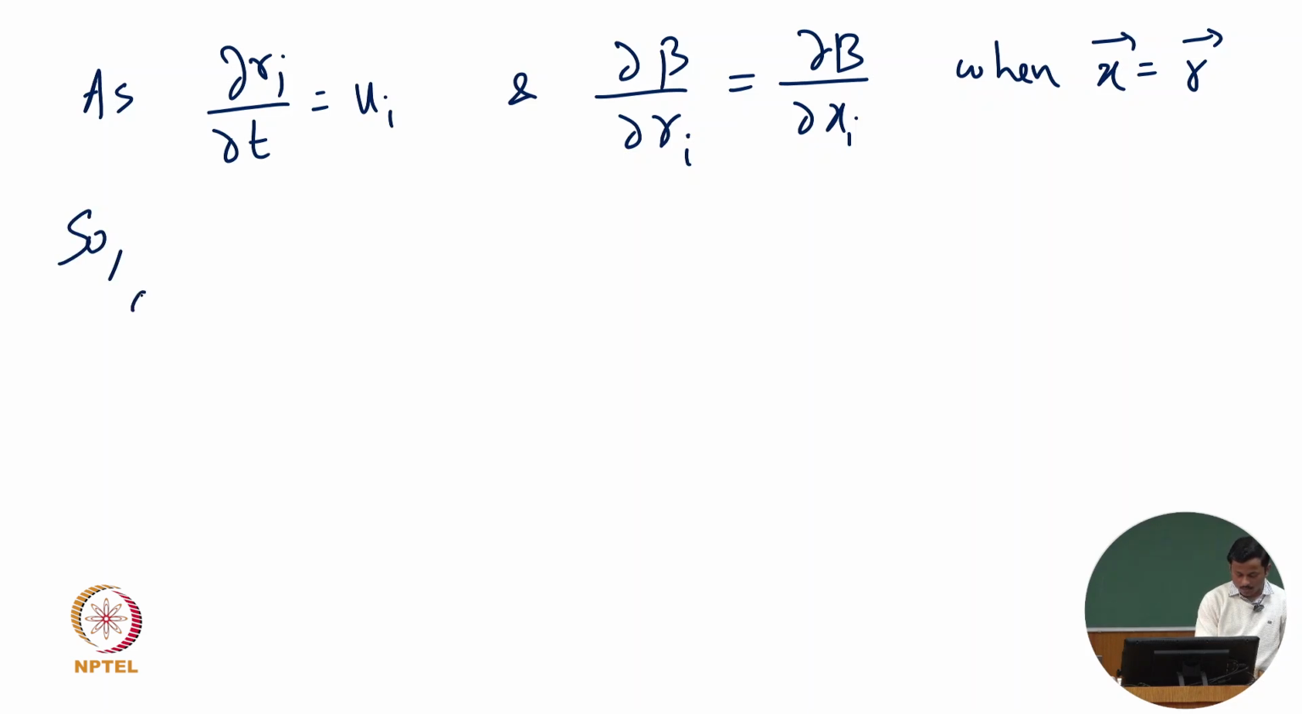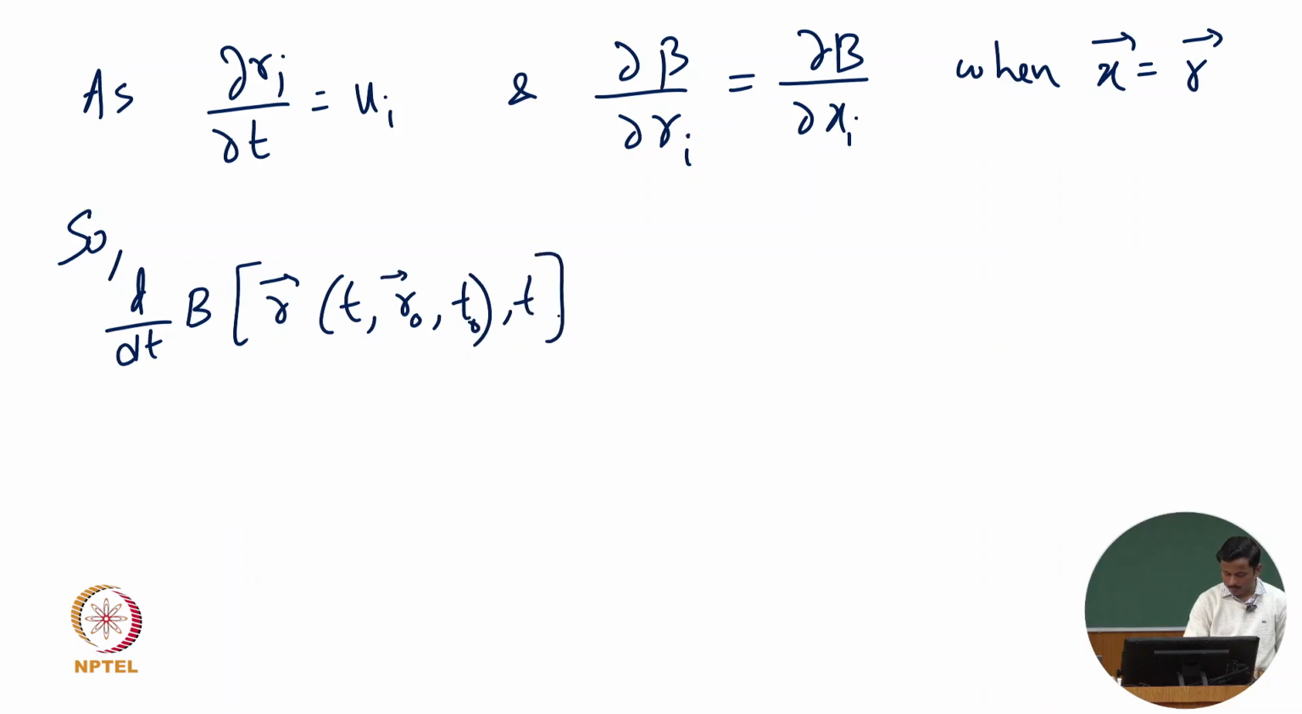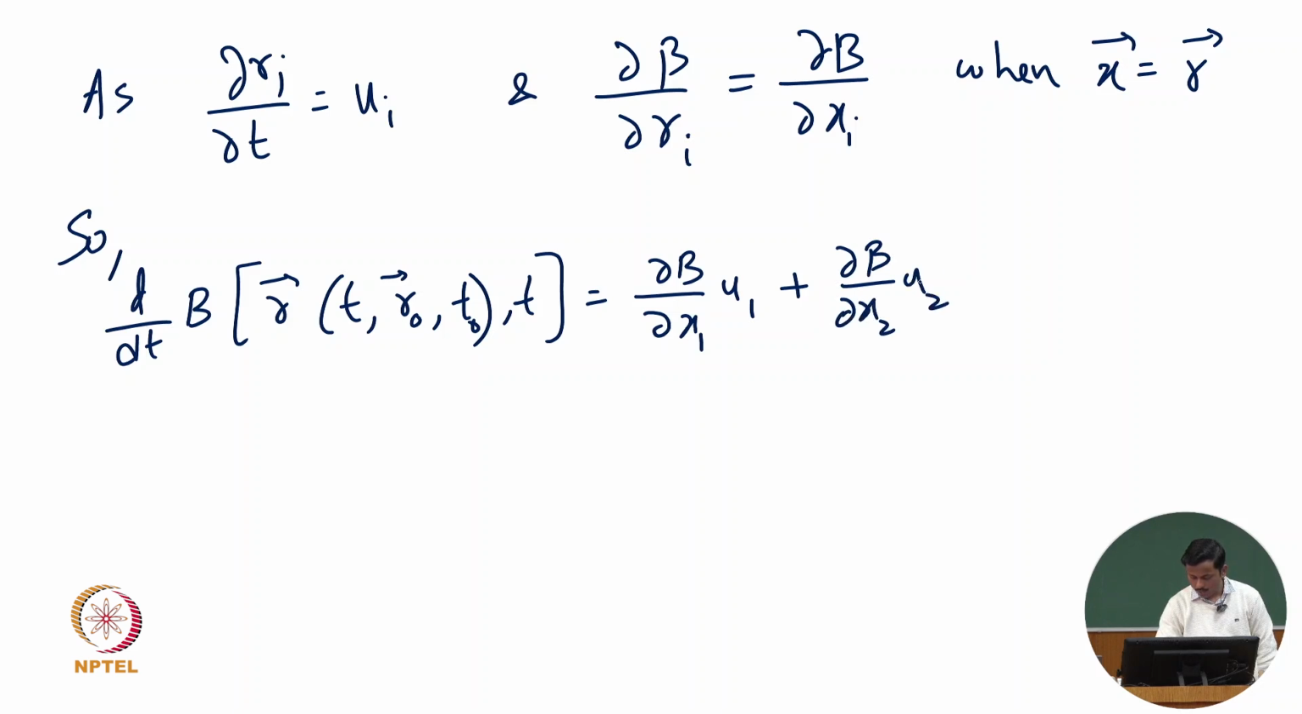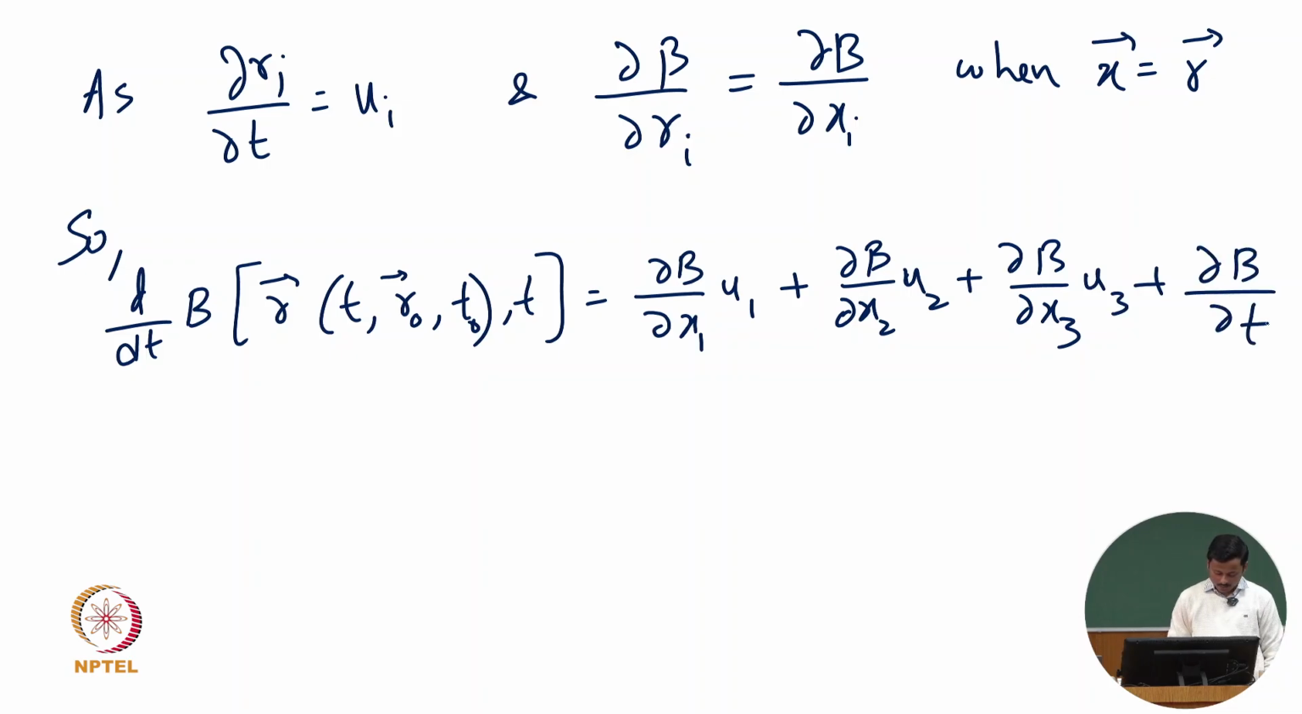So d dt of B, which is a function of r, and r is a function of r naught and t naught, is equal to del B del x1 u1 plus del B del x2 u2 plus del B del x3 u3 plus del B del t.